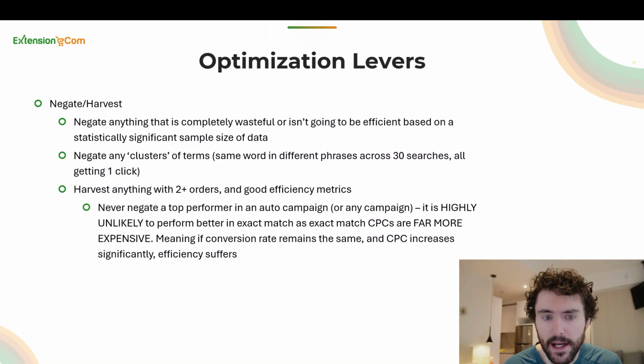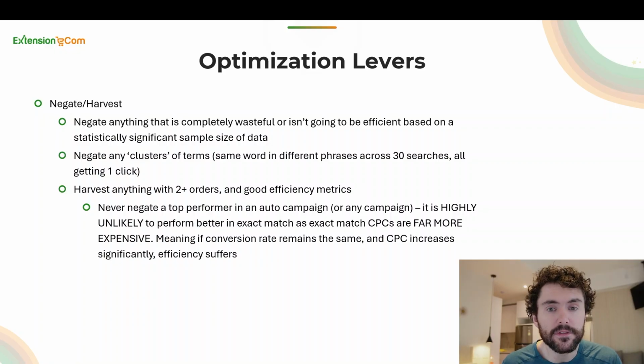First, you're going to mess up the algorithm. Second, if you go from an auto campaign to an exact match campaign, exact match campaigns have the highest CPCs. So like, let's say you're getting a 0.6 CPC in auto, and you go ahead and say, hey, this has 7 orders. This is great. Let's negate it. Let's move it to exact. And let's say it goes from 0.7 to 1.5.